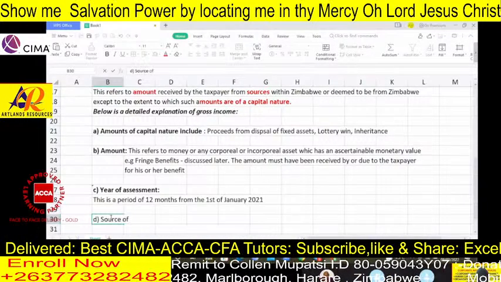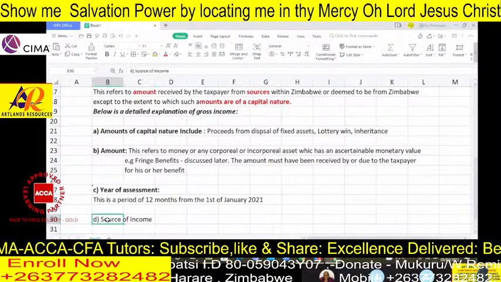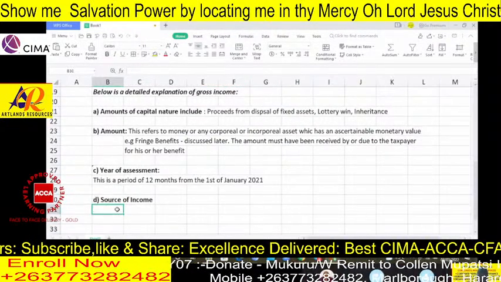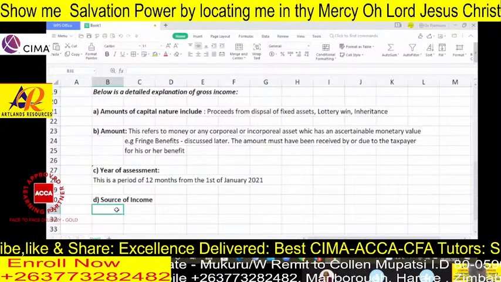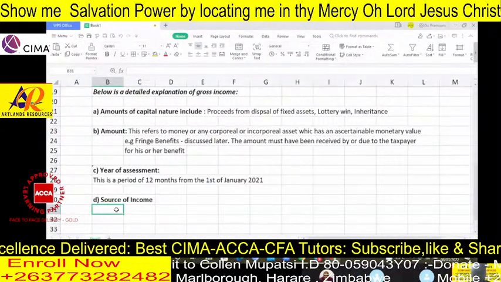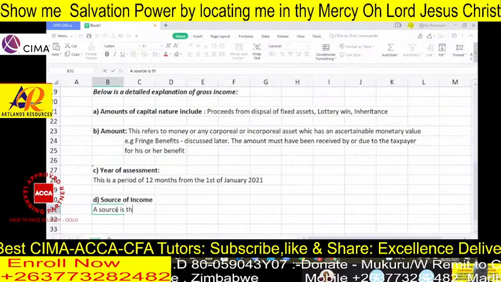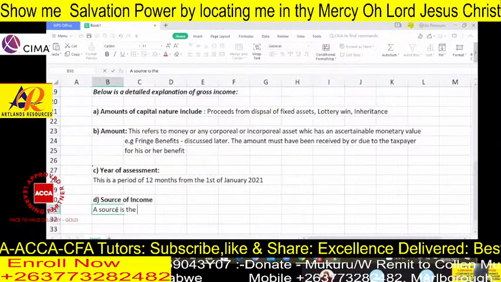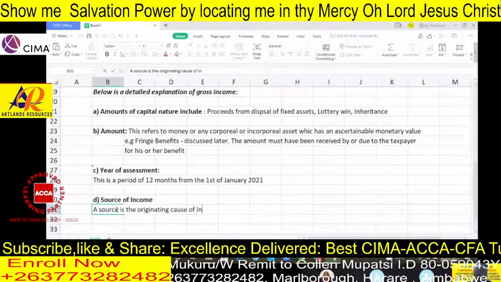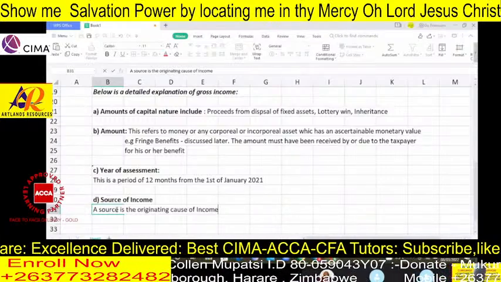Source of income. What do we understand by that? When we say income is a source, it is so important, because, you know, certain incomes are stolen. We don't consider those. We consider proper incomes which have got a proper source. So a source is the originating cause of income. That's what we mean by source. It is the originating cause of income. Chakonzera kuti uwane income.